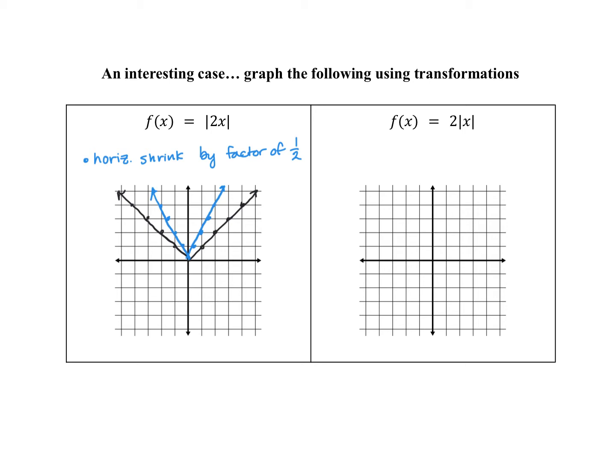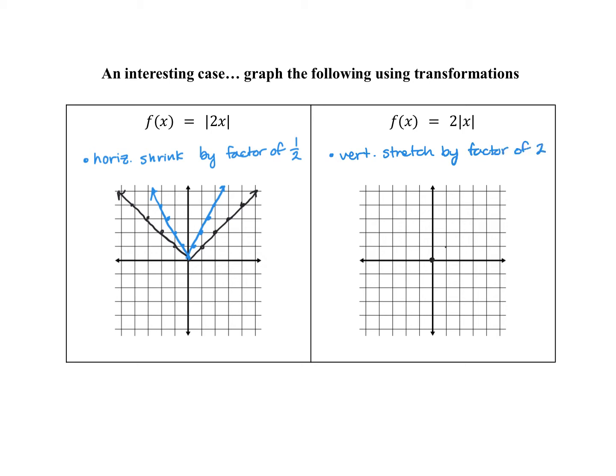There you go. So you see that you get a narrower graph. Now let's look at this function, f of x equals 2 times the absolute value of x. So for this one, we would call it a vertical stretch by a factor of 2.